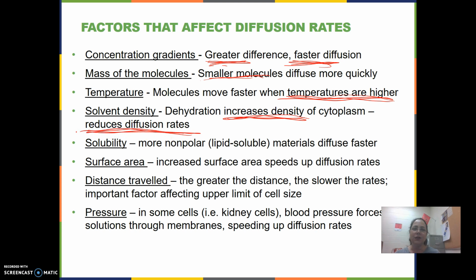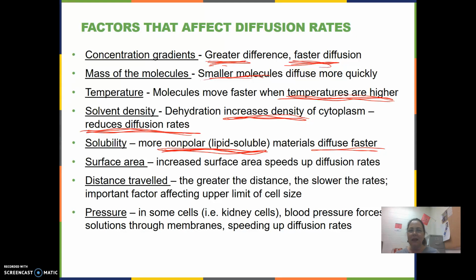Basically, the less concentrated that your solvent is, the more watery that it is, the faster the diffusion rate is going to be. Think about a molecule trying to diffuse through syrup versus trying to diffuse through water. It's going to diffuse much slower through syrup. Solubility, the more nonpolar that materials are, nonpolar materials tend to diffuse faster because they can diffuse directly through the phospholipid bilayer.